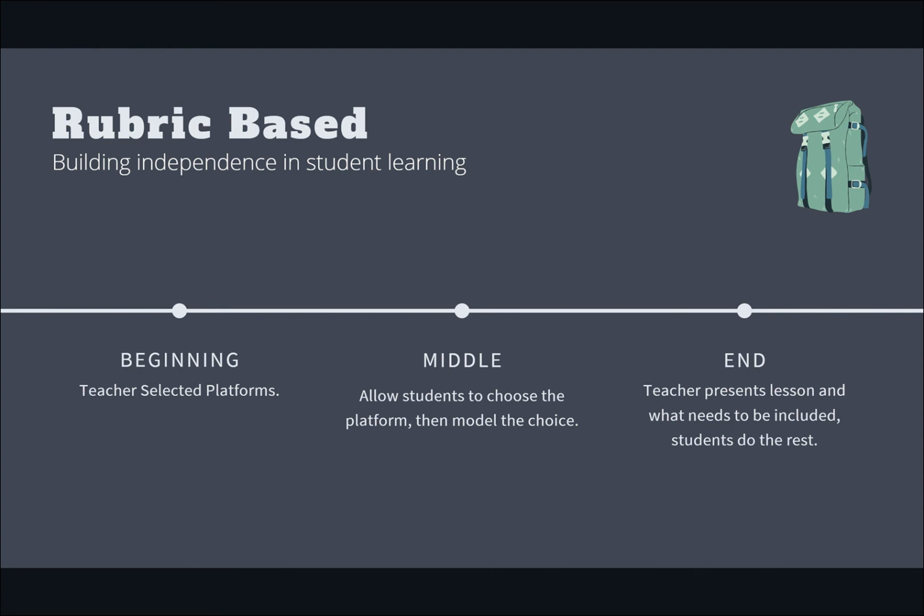And then by the time you get to the middle, you allow students to choose the platform and then model the choice. So perhaps one student's used Canva more than others. They're showing them how they would do it. And then at the end, once you've done enough of these different allowed choices, they've got a big toolkit. So the teacher just presents a lesson and what needs to be included. Really, the students do the rest. They know which one to pick. They know which one they like most. They know how they can demonstrate their learning the best in each platform.